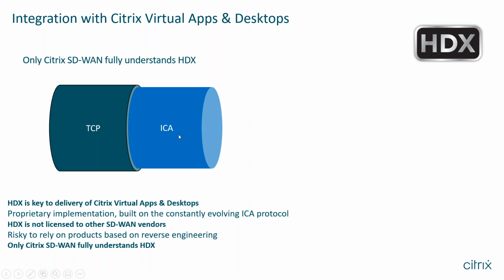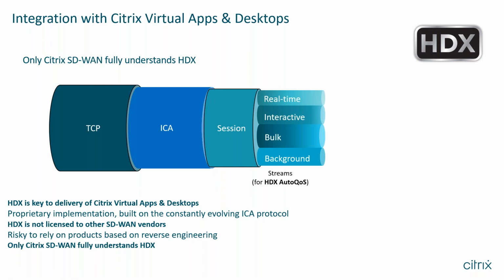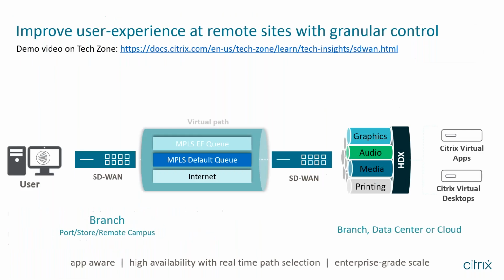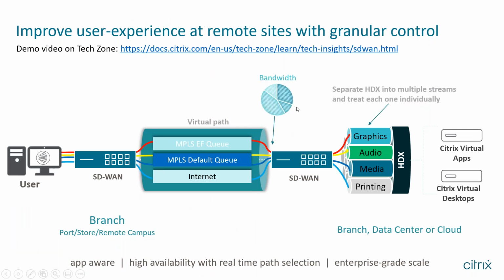What other vendors can see when they want to prioritize our traffic is this ICA tunnel here. And then they can decide to prioritize it, of course. But what we can do is break this session into different streams, and then break these streams into virtual channels. What this gives us is the ability to prioritize and send important parts of the Citrix traffic on different links. So everything that has to do with graphics and mouse movement and so on is being sent on the best links that are available.